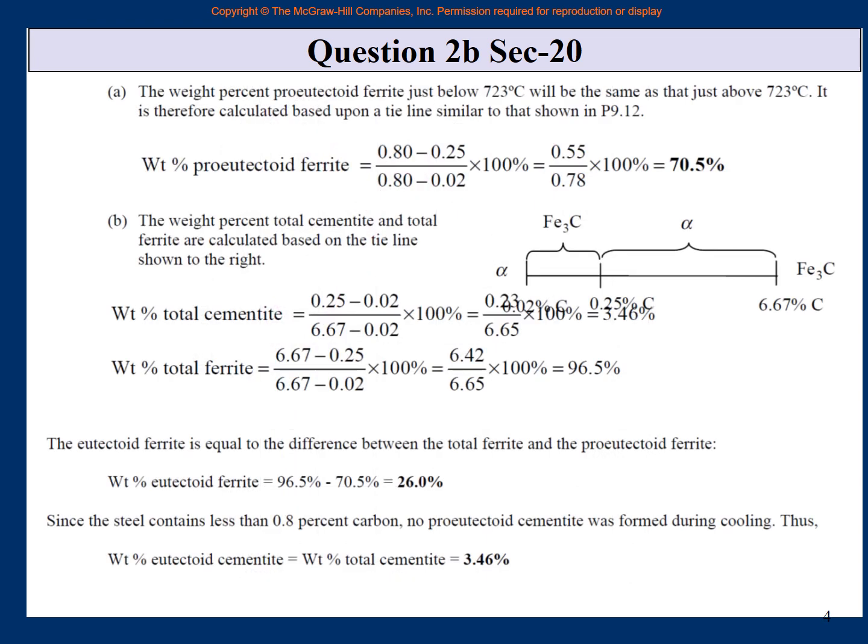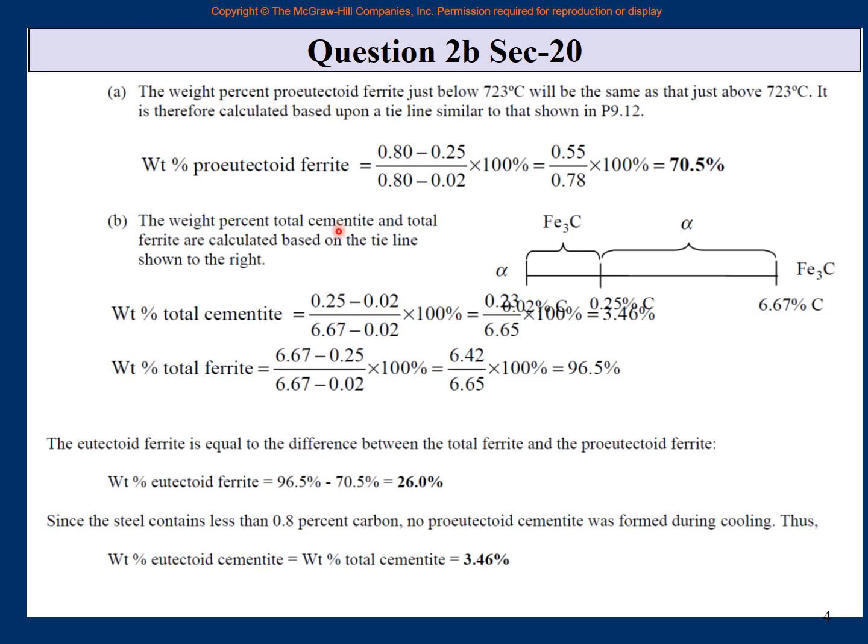So we are showing the full solution here. The first part was give the mass fraction of the pro-eutectoid ferrite. So this is the temperature plus delta T, right? So 0.8 minus 0.25, 0.8 minus 0.02, the percentage is there, right? Above. And then below, just below the temperature line, total cementite or cementite, 0.25 minus 0.02 and so on. Total ferrite, right? So above, the given temperature plus delta T is this part, which is pro-eutectoid ferrite. Only ferrite is formed there.